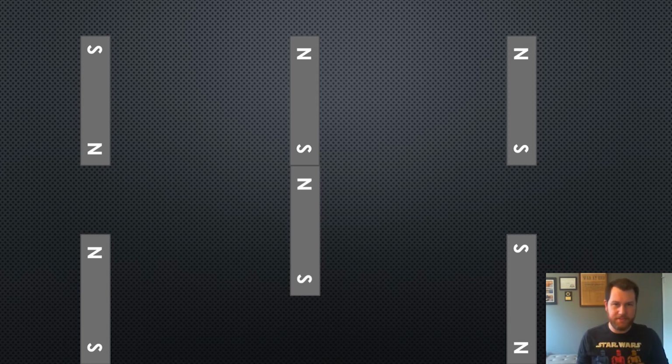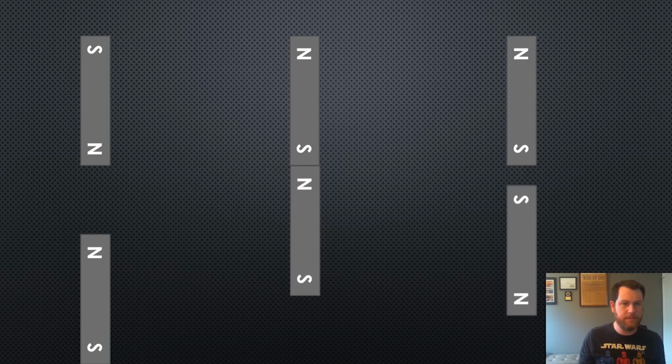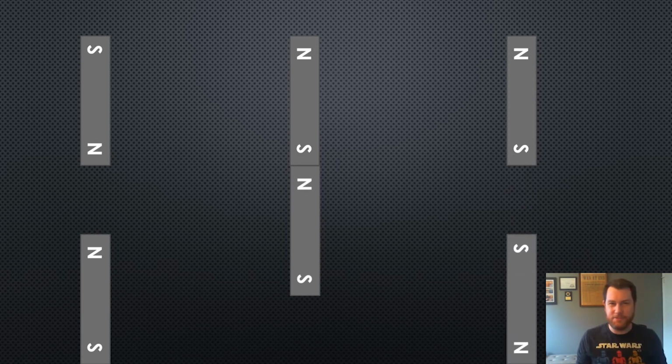Now let's see if you can figure out this last scenario. Here I have the South Pole end of a magnet, and I'm going to bring the South Pole end of another magnet in close. Now what do you predict is going to happen when I bring South Pole and South Pole together? Well, let's see what happens. Aha! Did you predict that they were going to repel, that they were going to push each other apart? If you did, good job.